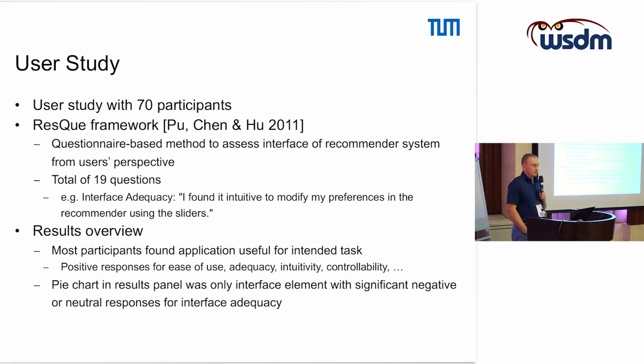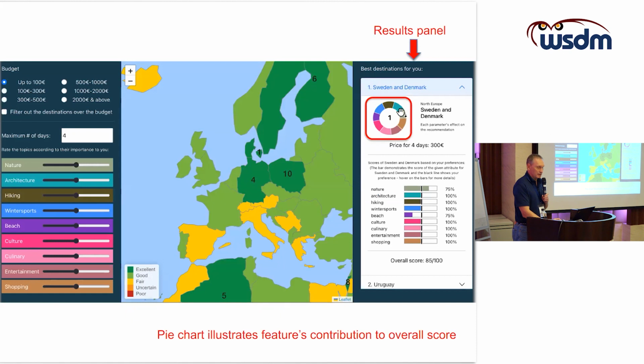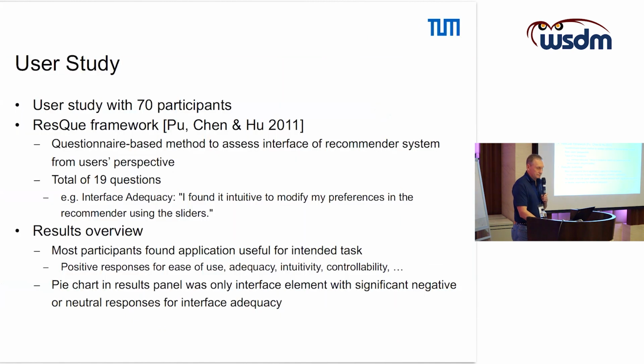The only part of the user interface that had significantly negative or neutral responses was this pie chart here in the corner. It was a little bit hard for the participants to understand what the colors and the overall pie chart mean. And again, this was to show each parameter's effect on the recommendation. So maybe for this part, we need a better visualization, but overall, the other elements of the user interface were perceived very well.